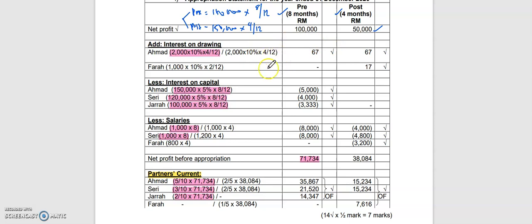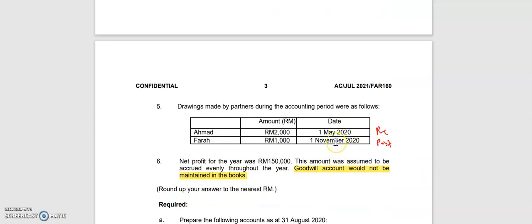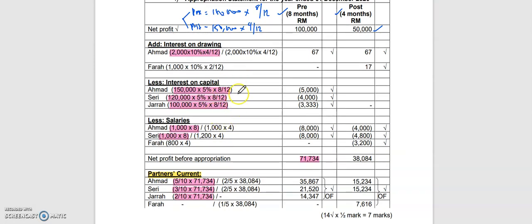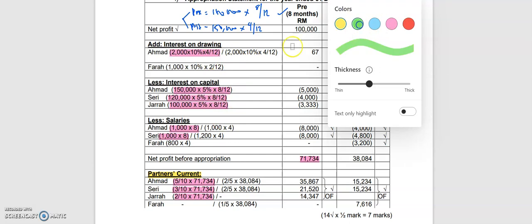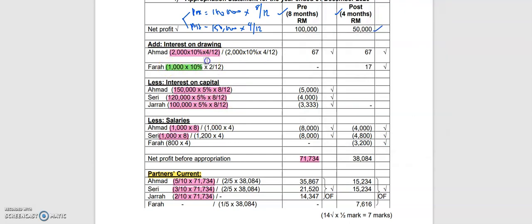Farah will also be charged, because Farah made the drawing on November. November falls in post period. So 1st November, occupy for 1 month. November, December, so 2 months for Farah. Okay, do you understand, class? Okay, the green color indicates the post, working for post period.